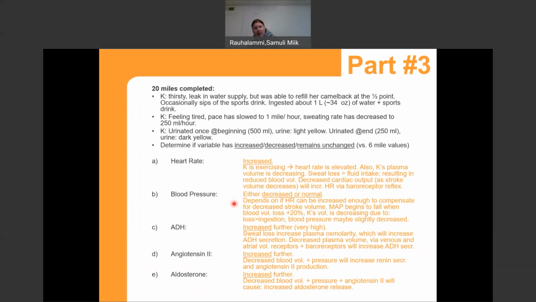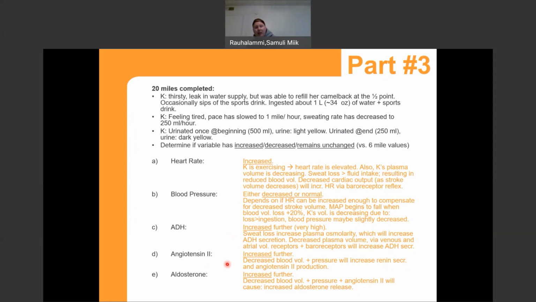Her mean arterial pressure begins to fall when the blood volume loss is more than 20%. Her volume is decreasing due to the loss being greater than the ingestion of the fluids, and blood pressure may be slightly decreased. In terms of the ADH, I would expect that to be increased quite significantly because the sweat loss increases the plasma osmolarity, which will increase ADH secretion.